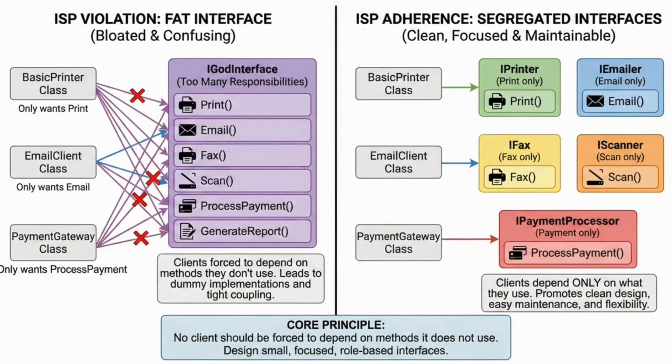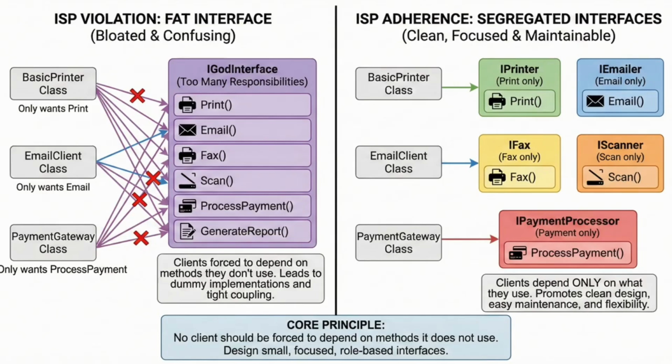We apply ISP by making sure interfaces are not too big or overloaded. Instead of creating one large God interface with many unrelated methods, we split it into multiple smaller role-based interfaces, so each class implements only what it needs. That means classes should not be forced to implement unused methods. No dummy methods, no empty implementations, no unnecessary dependencies.